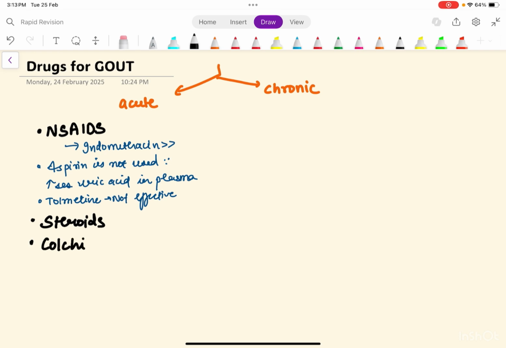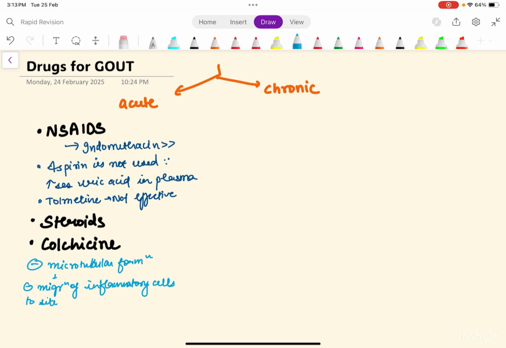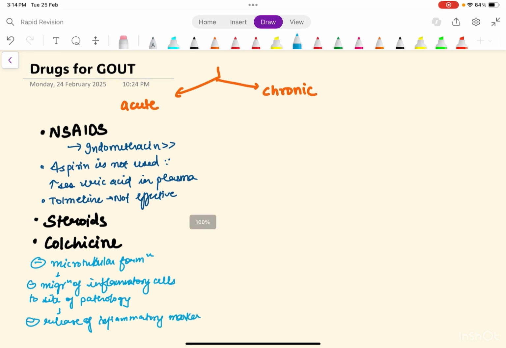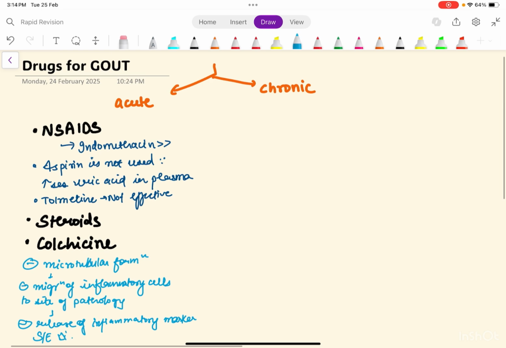Then coming on to the third one, which is the colchicine. Now the mechanism of action of colchicine is that it basically inhibits the microtubular formation. So it inhibits the migration of inflammatory cells to site of pathology, and inhibits the release of inflammatory markers. All right, and you can remember side effect as diarrhea.